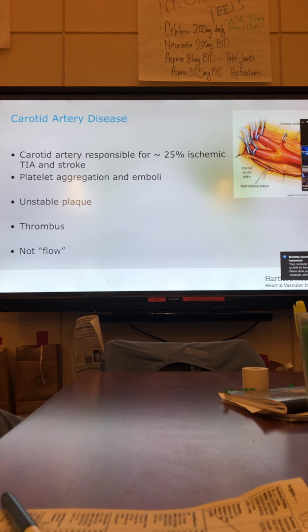So we want to make sure that all these patients get an EKG. That's why the cardiology consult's so key. They should get an echo. They should get all these things done before we make a decision whether or not to intervene.